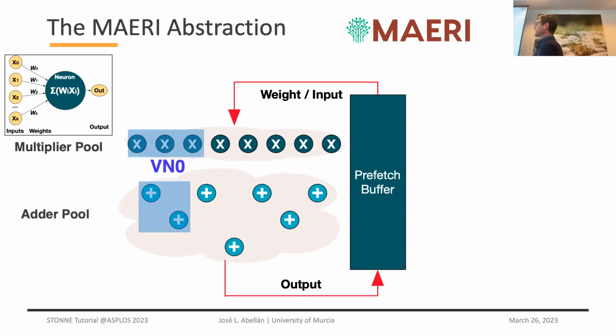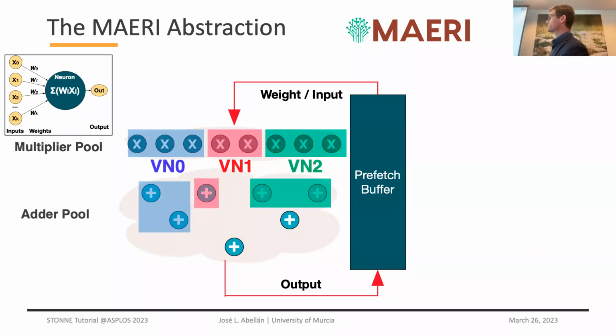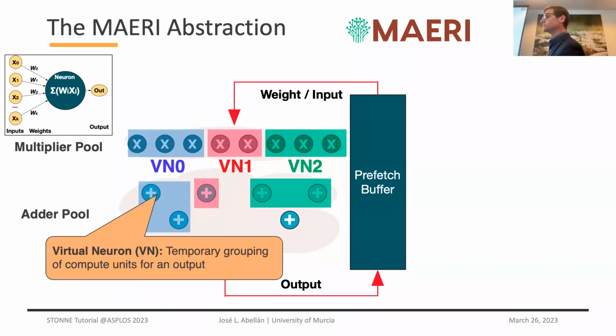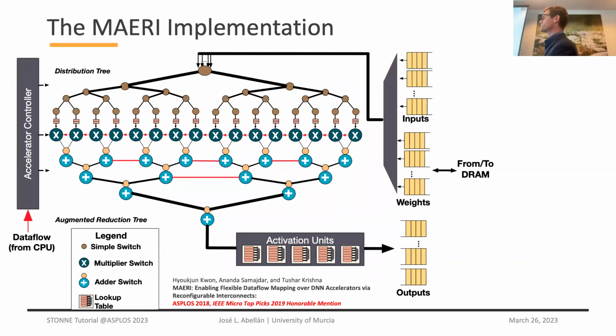So here the MAERI architecture defined the abstraction of having a virtual neuron. A virtual neuron is the one that defines a set of processing elements, in this case a set of multipliers and a set of adders, that are responsible for computing multiple dot product operations in parallel. This has been introduced in the MAERI abstraction and is leveraged by this and also by the SIGMA architecture.